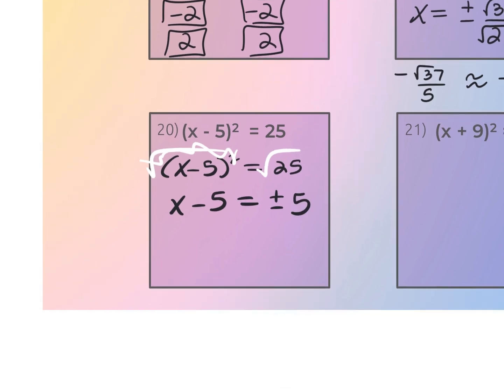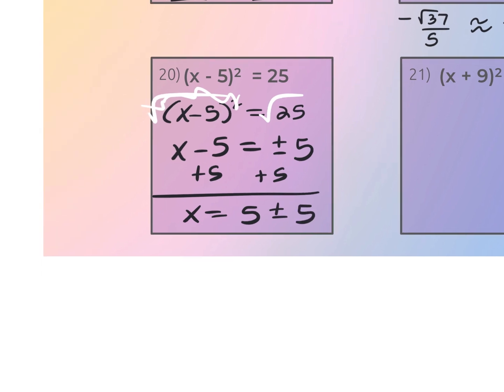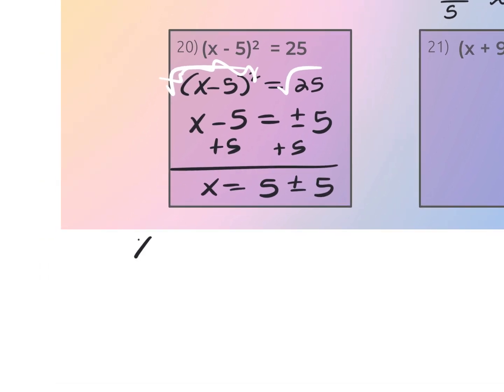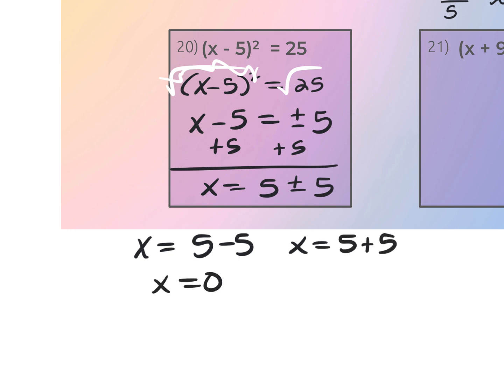Now, what I need to do here, I could do it this way, and then get x equals 5 plus and minus 5. You can't leave it like this. You have to do the two problems. So x equals 5 minus 5, and then x equals 5 plus 5. So 5 minus 5 is 0, and then 5 plus 5 is 10. So again, the decimal would just be 0. The decimal would be 10 for the 10.